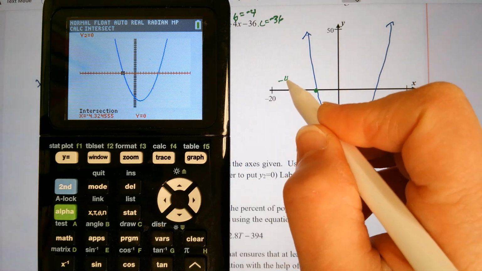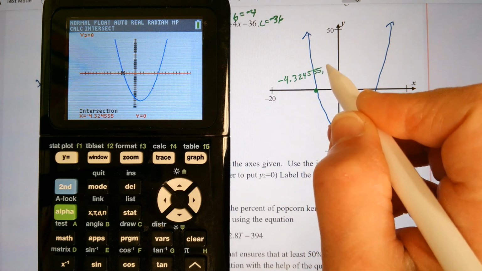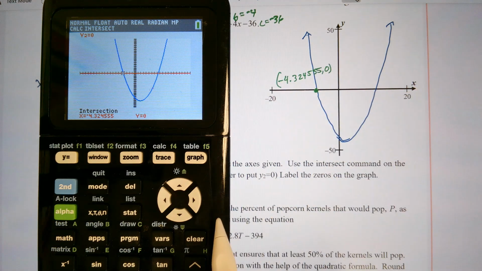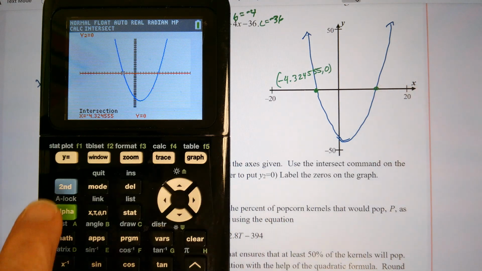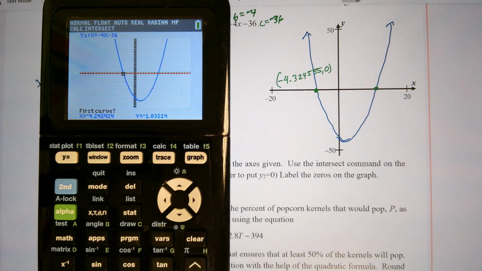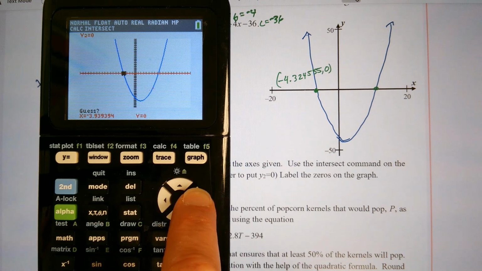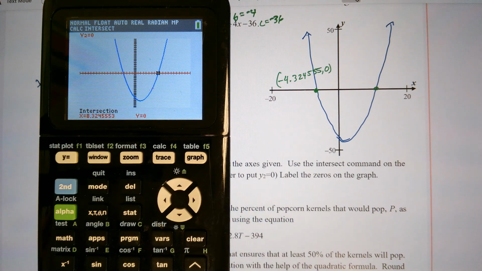This is negative 4.3245555, comma 0. So this is a means of checking. And now second trace, number 5 again. First curve, you just press enter. Second curve, enter. But for the guess, you have to move the cursor closer to the other point. Otherwise, it's just going to give you the point it just found.